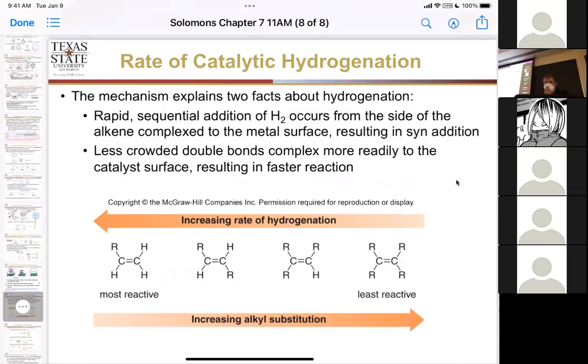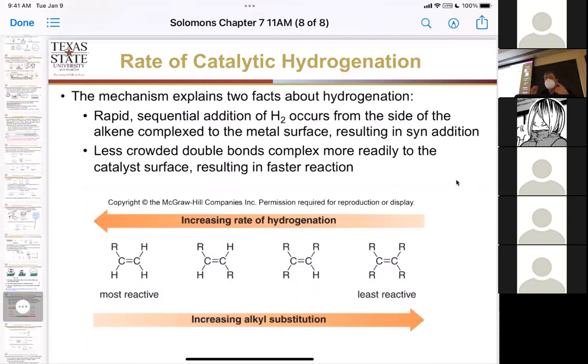So the rate of catalytic reduction is that the less substituted it is, the faster it goes. Does that make sense? From a sterics point of view, if you have only one group, it's easy to sit on top of that surface. If you have two groups, now you have to make sure that both groups are out of place and sitting on that surface. You have three groups, now it's a little further away, and so it's going to react a little slower. And with four groups on it, it's going to be the least reactive.